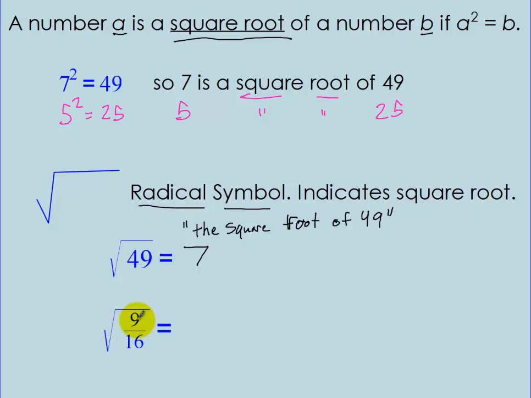Now what if we did this? The square root of 9 divided by 16. Well, this is a fraction, so I can break that up into two parts: the square root of 9 over the square root of 16. On the top, the square root of 9 is going to be 3, and in the denominator, the square root of 16 is going to be 4. So that simplifies to 3/4.